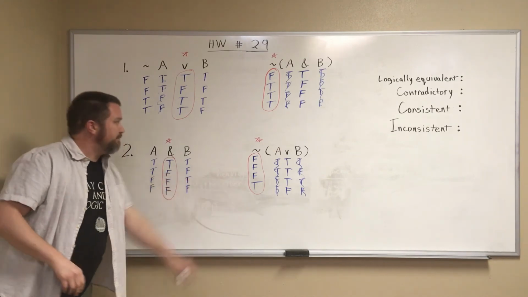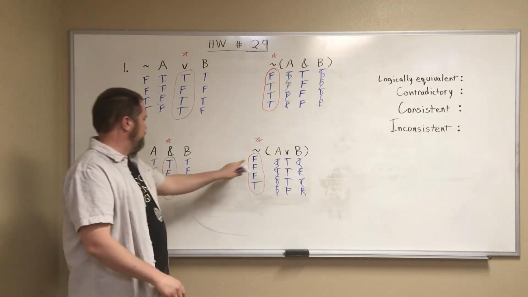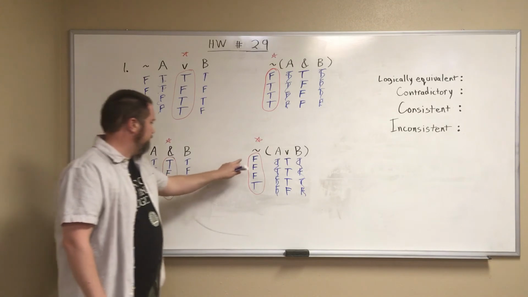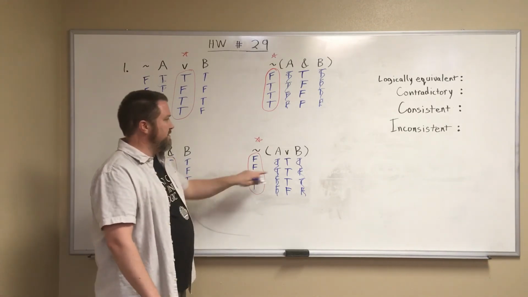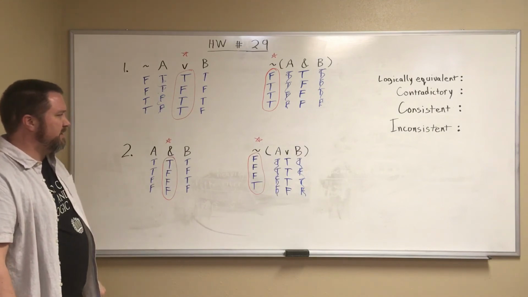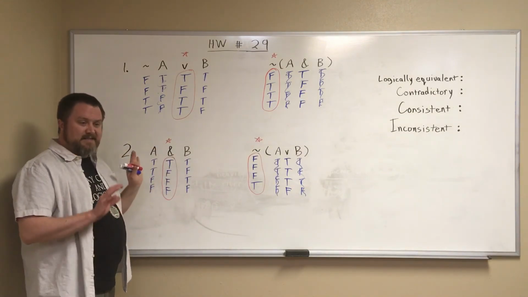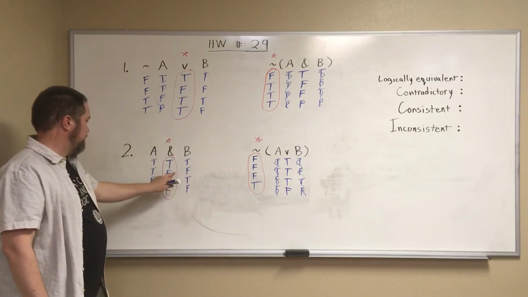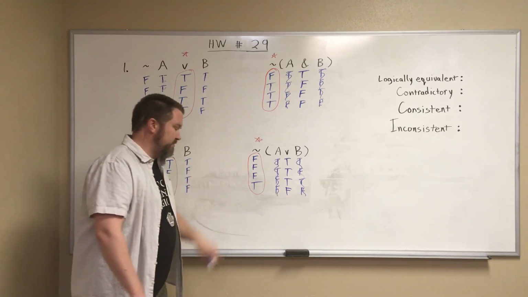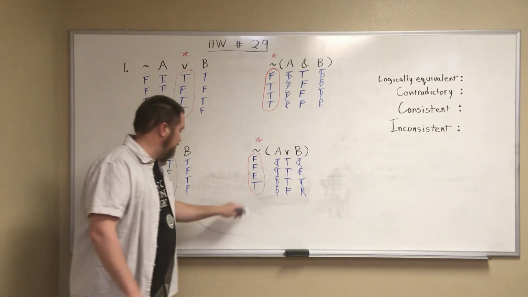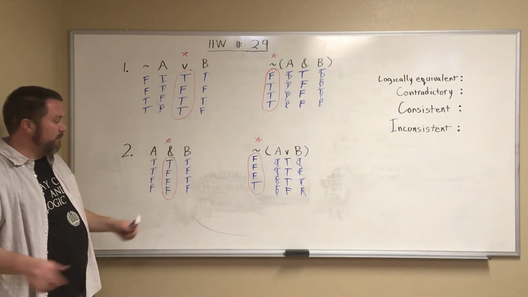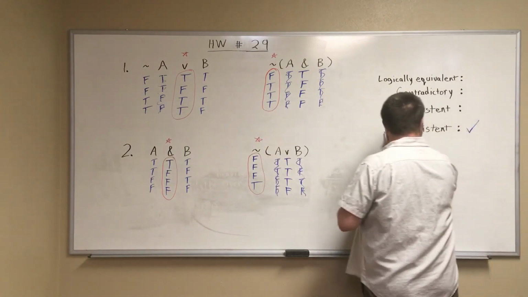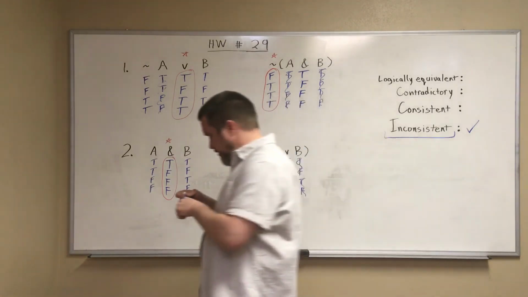So let's compare these two. Are they logically equivalent? Well, you have two false, so already logical equivalence is out. Contradictory, you have true, false, okay? False, false, those are the same. So already contradictory is out. Consistent, are they? Is there one row in which they're both true? True, false, no. False, false, no. False, false, no. So they're both false. False, true. You have a false here. So there's no row in which they're both true. That means that number 2 is inconsistent.